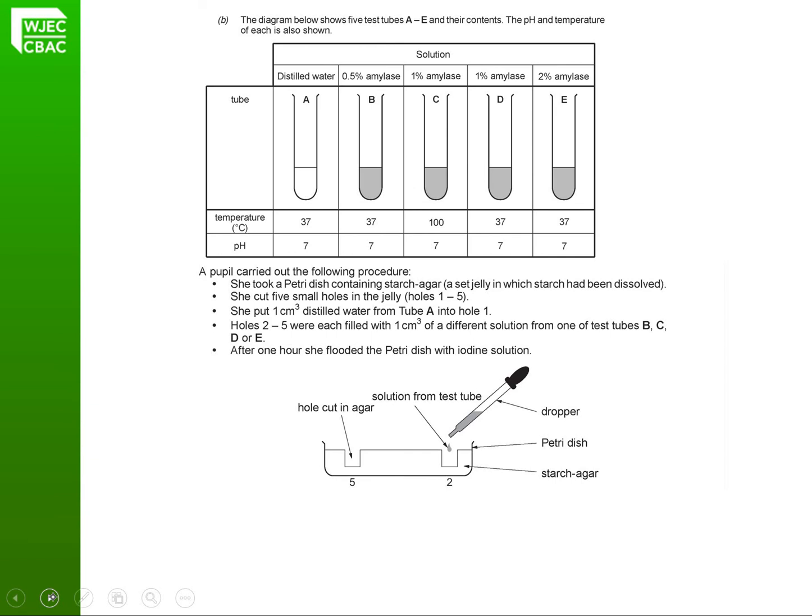Okay, so if we have a look now at this experiment, there's a lot of information for you to look at in this question. So in the exam you may want to highlight key points, make some little notes around the outside, and that's perfectly fine.